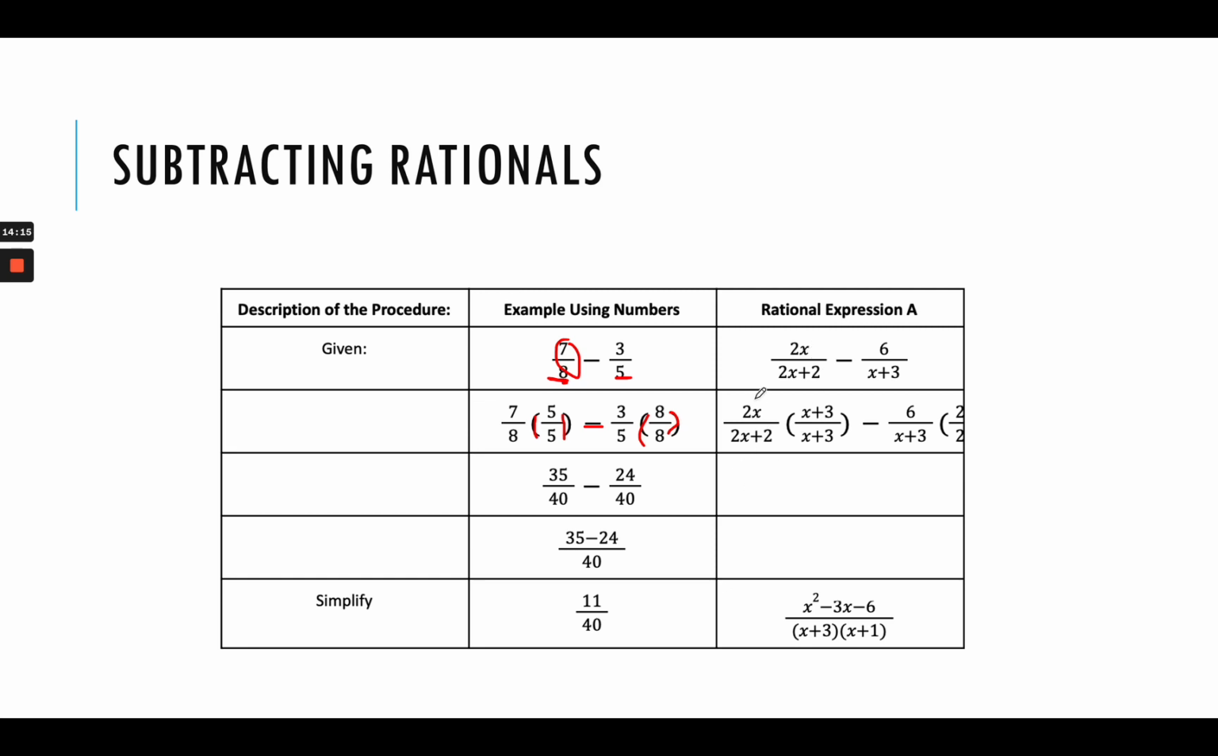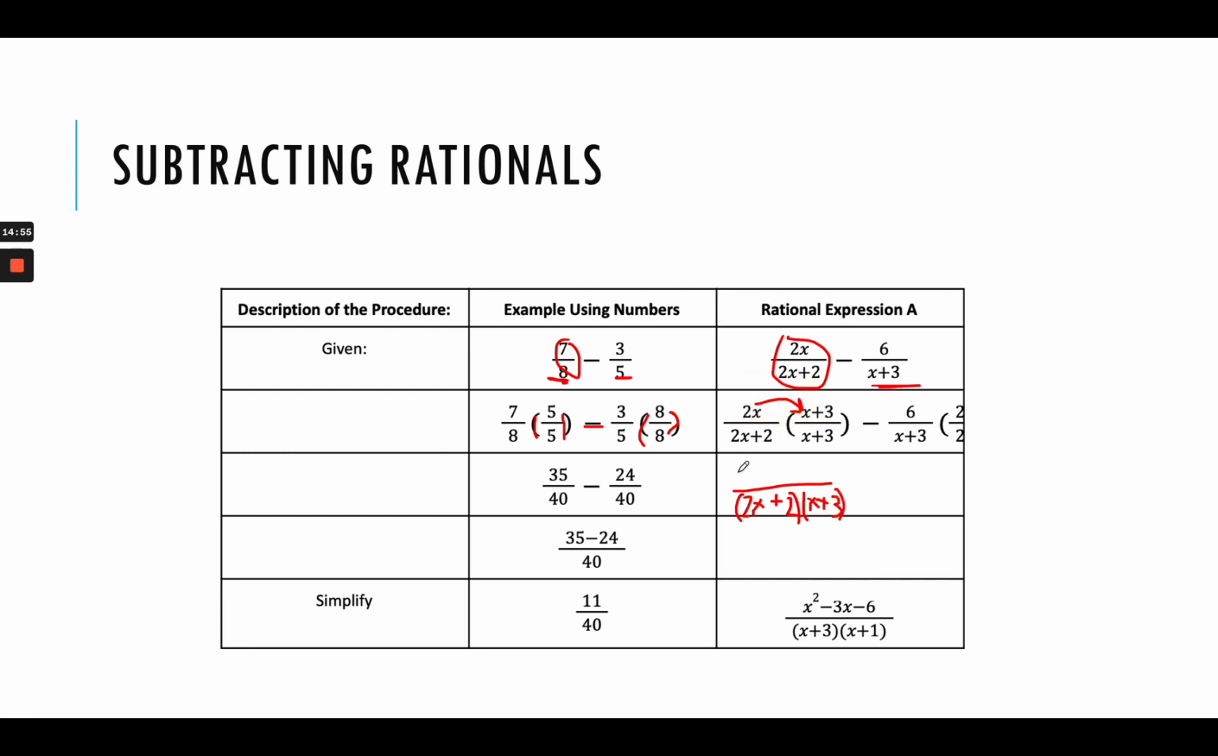So here, we have our first fraction, 2x over 2x plus 2. Well, we're going to multiply that by x plus 3 over x plus 3 because that's the denominator of this second fraction. Okay, so when we do that, we're going to get our common denominator, which is 2x plus 2 times x plus 3. Okay, now let's find the numerator.